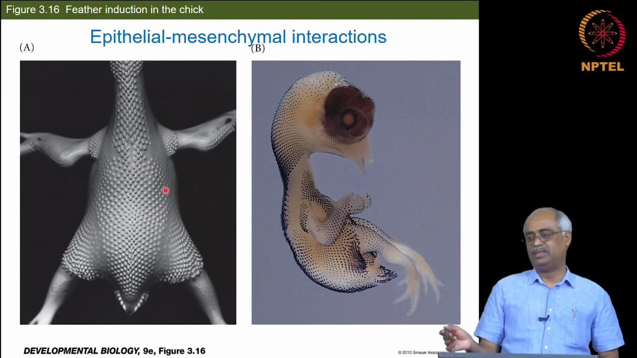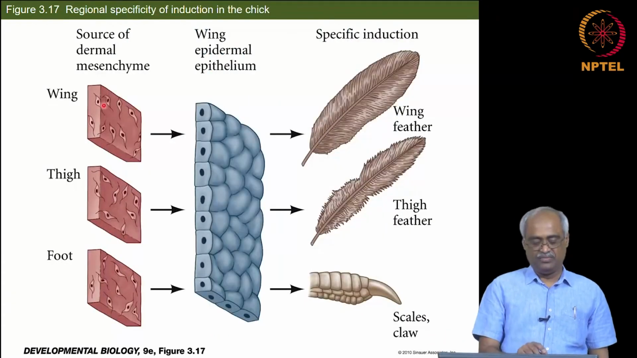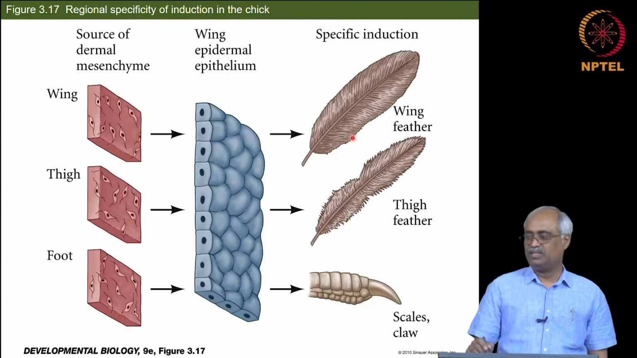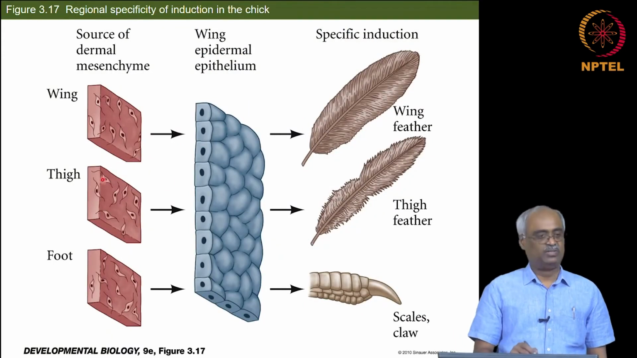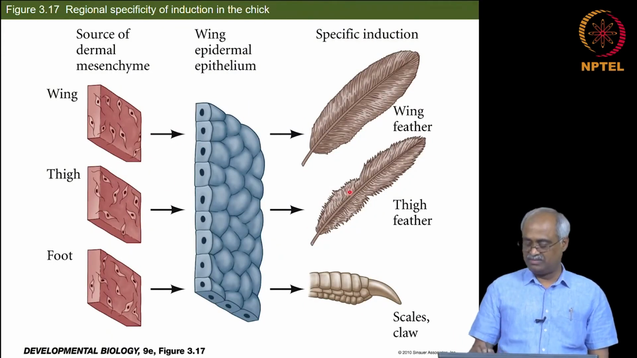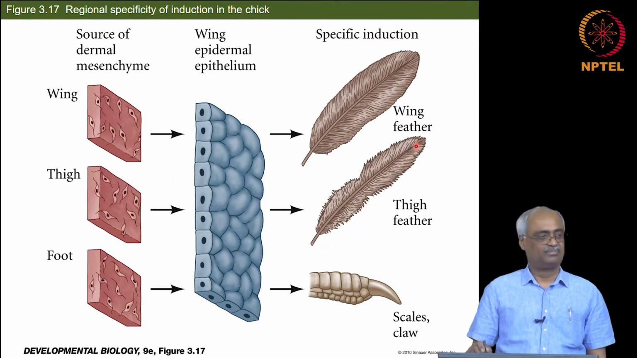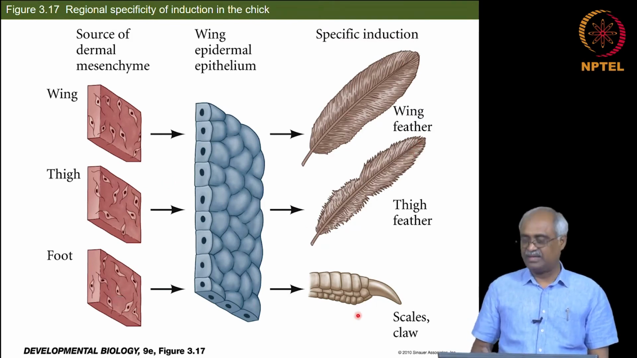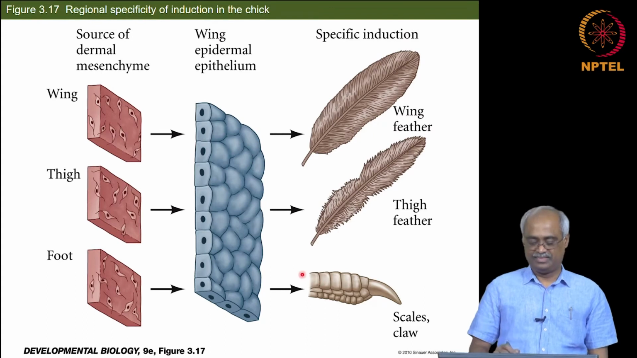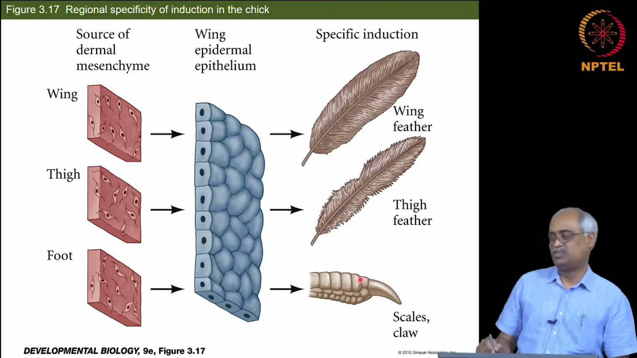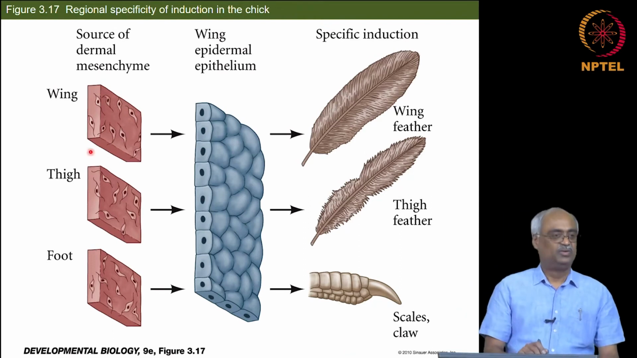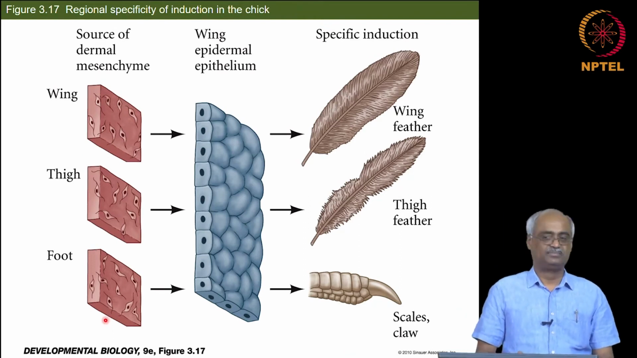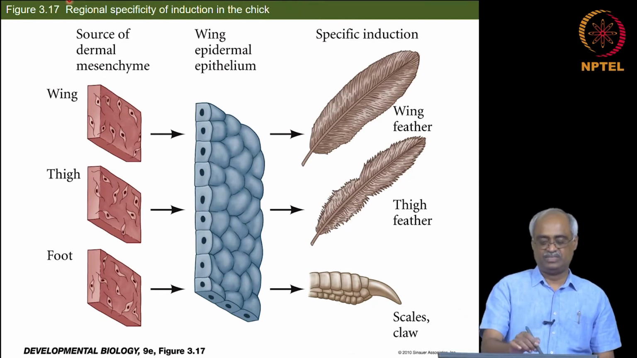Now let us see what they develop into. So when you have the wing one, it makes this nice feather, and if it is from the thigh region, it is going to make this thigh feather, okay. And if it is from the foot, it is going to make the claw. The same surface epidermis produces different structures based on who is instructing it, okay. So this is what they call regional specificity.